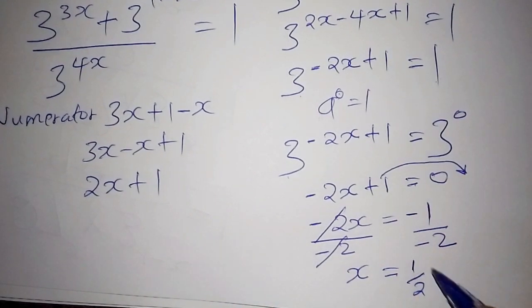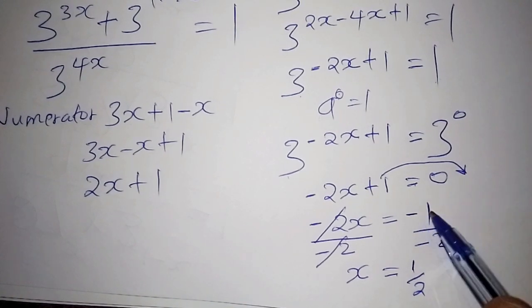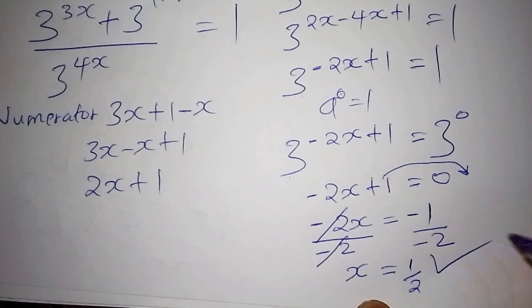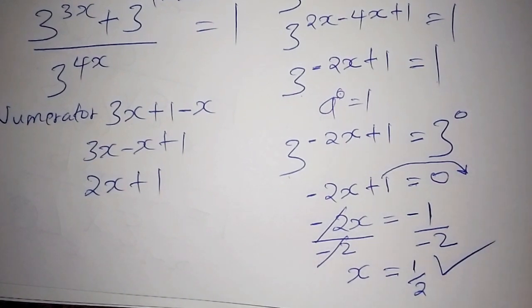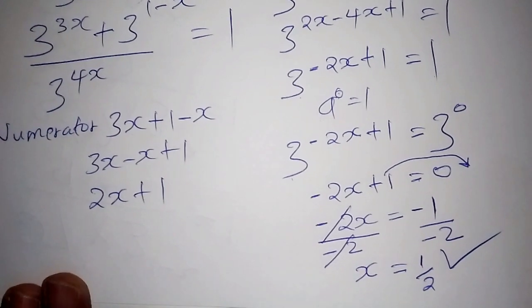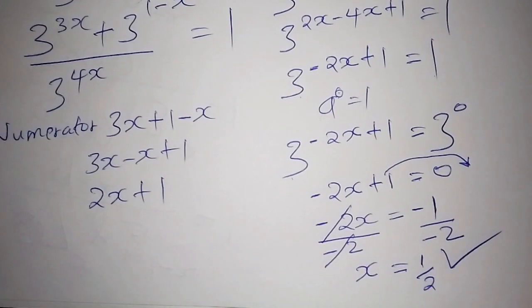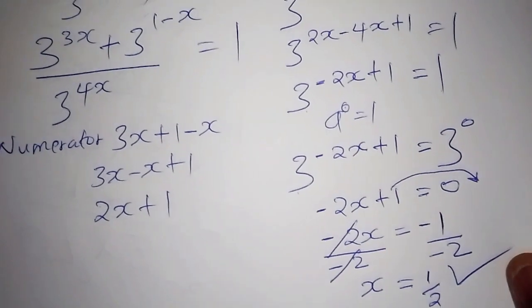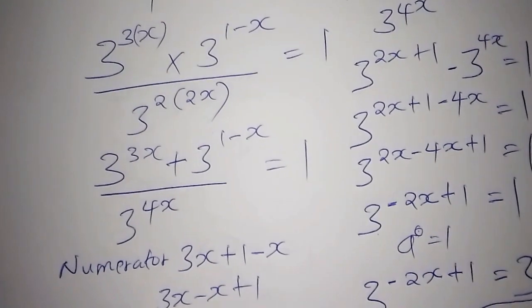Why do you say that the final answer is 1 over 2? Because a negative divided by a negative gives us a positive. So the positive that you're having is 1 over 2. So 1 over 2 shall always become our final answer. And if you happen to get 1 over 2, then you are correct. So you can say the answer is 1 over 2, or the answer is 0.5 when you change this one to a decimal. So when you substitute, we shall get our answer as this.